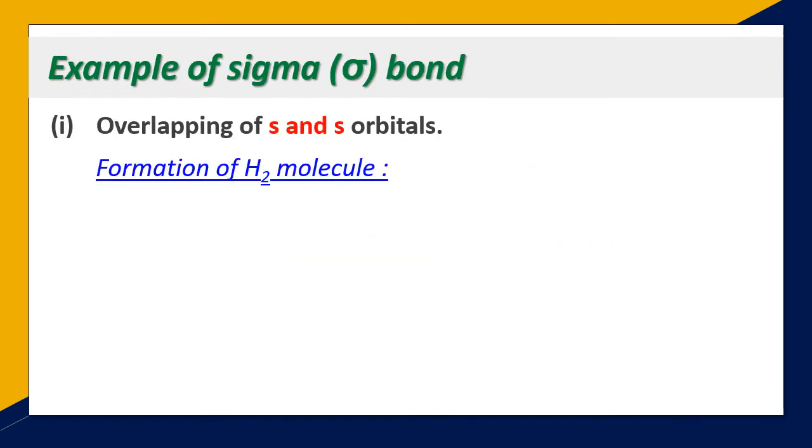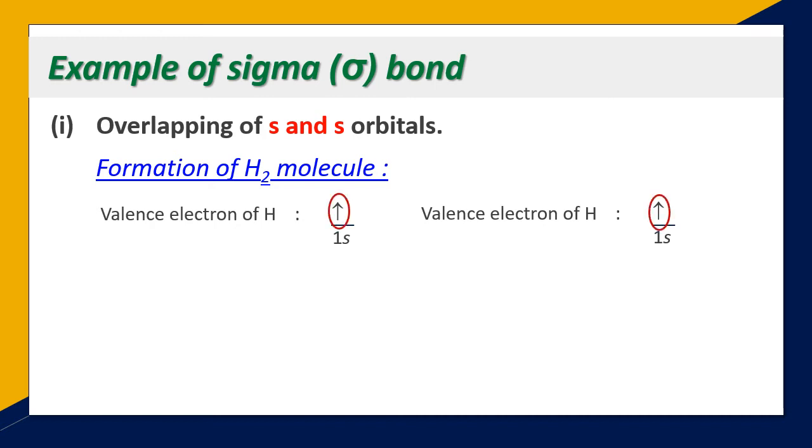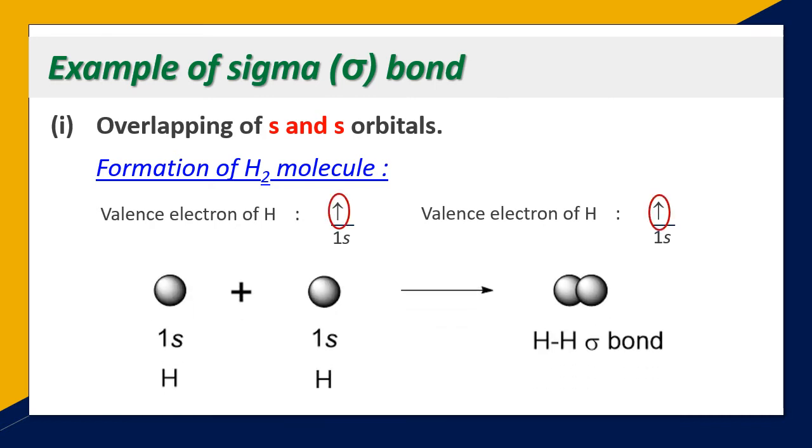Now, let's consider a few examples of the formation of sigma bonds. The first example shows the overlapping between two s orbitals in the hydrogen molecule. At ground state, the hydrogen atom consists of one valence electron in one s orbital. Both of the 1s orbitals overlap each other and share the unpaired electron between the two atoms. The end-to-end overlapping of one 1s orbital and another 1s orbital of the hydrogen atoms forms a sigma bond.